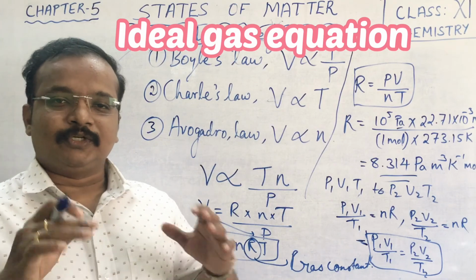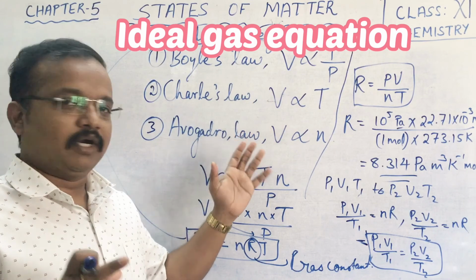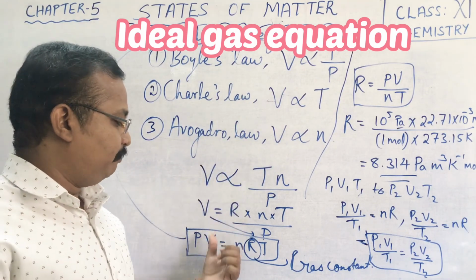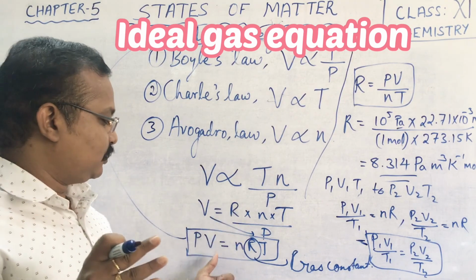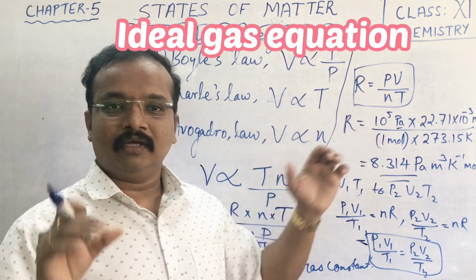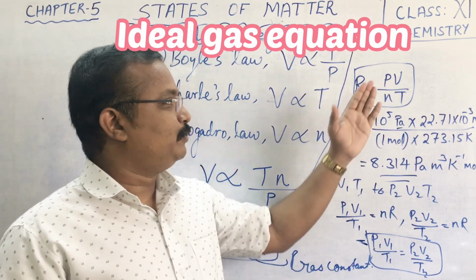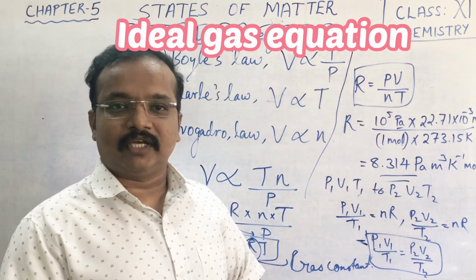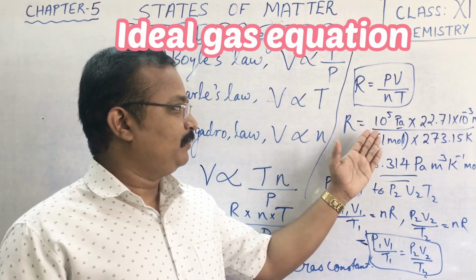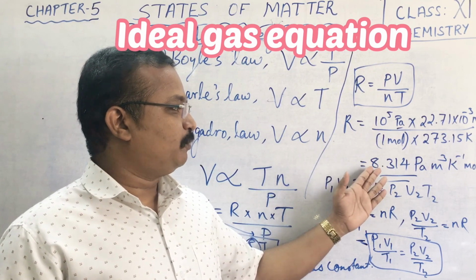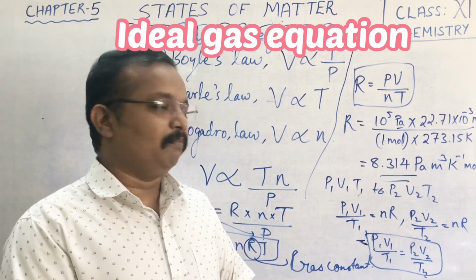Okay. So students, today we have discussed this much only. When Boyle's Law, Charles's Law and Avogadro's Law are combined, you get PV is equal to nRT as the ideal gas equation. In this ideal gas equation, R is our gas constant. Gas constant R can be calculated using standard temperature and pressure under ideal conditions. At STP, R is equal to 8.314 Pascal meter cube Kelvin inverse mole inverse.